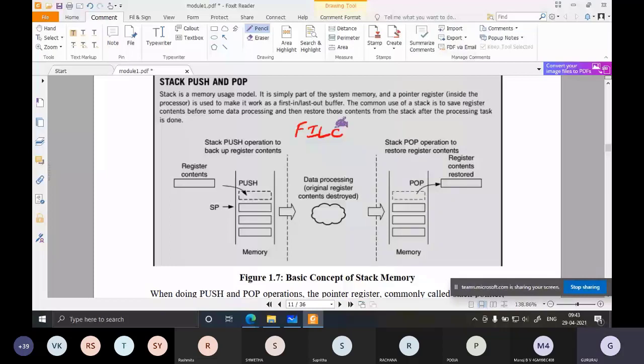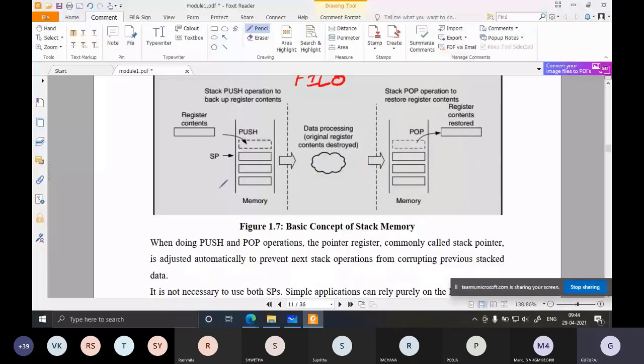So the common use of stack is to save register contents before some data processing and then restore them after the data processing task is done. Okay, so that is the use of stack. If you push the data, it will be stored into the stack memory. The stack pointer is always pointing to the top of the stack. Always remember this. The SP, stack pointer, will always point to the top of the stack, that is, it will always point to the recently stored data or recently pushed data.